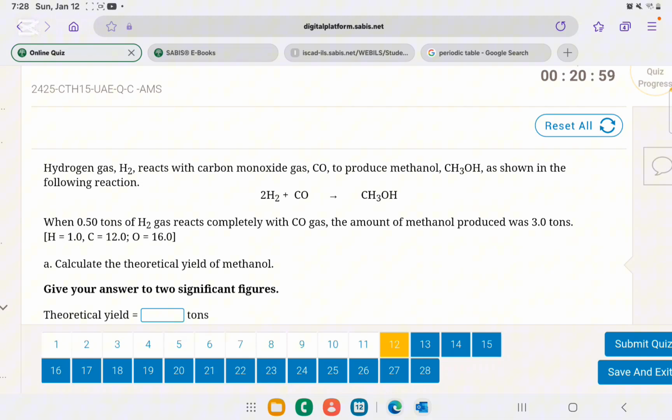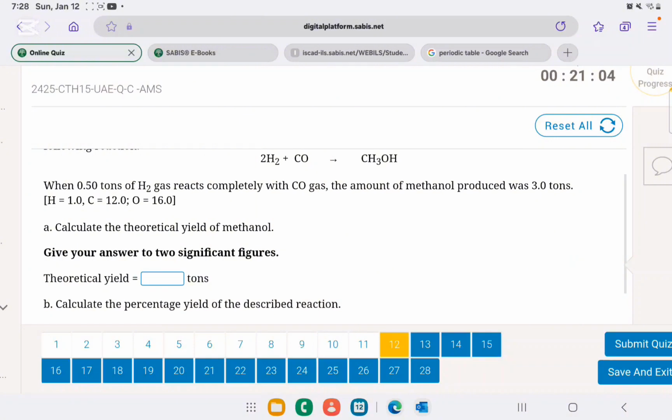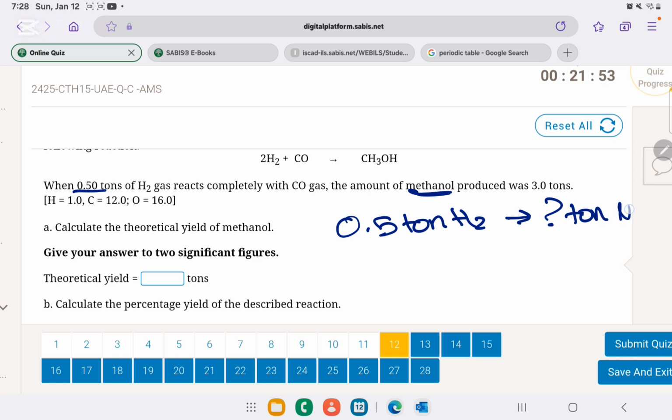Hydrogen reacts with carbon monoxide to produce ethanol, as shown in the following reaction. When 0.5 tons of hydrogen gas reacts completely with CO, the amount of methanol produced is 3 tons. Okay, so we're gonna have to find the theoretical yield and then percentage yield. Again, the theoretical yield is just stoichiometry. So to find the theoretical yield of methanol, we're gonna do 0.5 tons of hydrogen gives question mark tons of methanol.